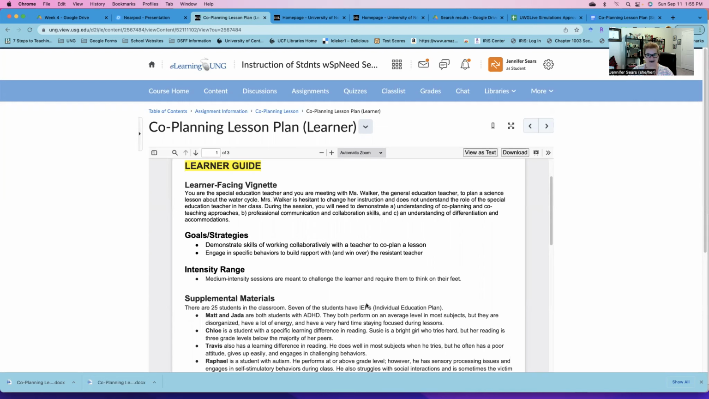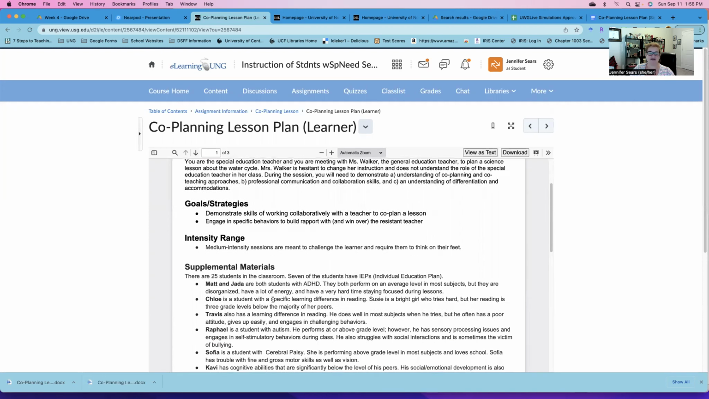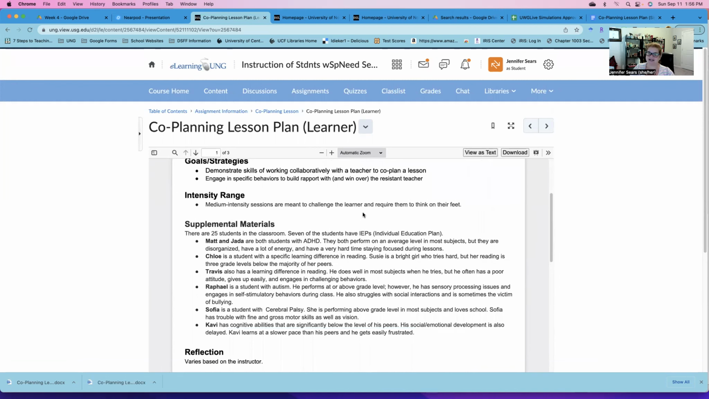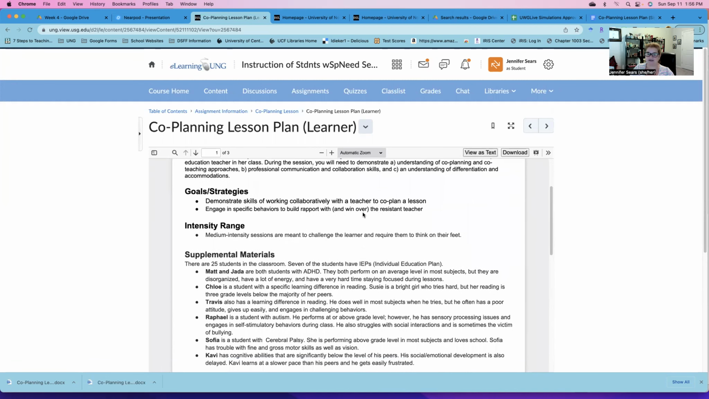So, do you see why I taught you what I did? That's why, because this is going to be where you're going to show that you've learned what you have. So, this is medium intensity, but I'm going to make it shorter intensity and easier intensity for all of you. But you're going to demonstrate the skills of working collaboratively with a co-teacher to co-plan a lesson. You're going to engage in specific behaviors to build rapport with and win over the resistant teacher.